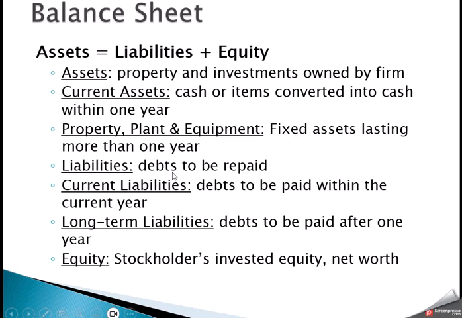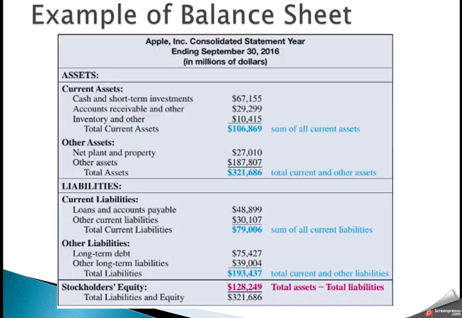Liabilities are things that we owe or debt that we're going to repay. Current liabilities will pay that debt in the current year. Long term, it's going to be paid off longer than a year. And then our equity is basically what the owners have invested and left in the company.